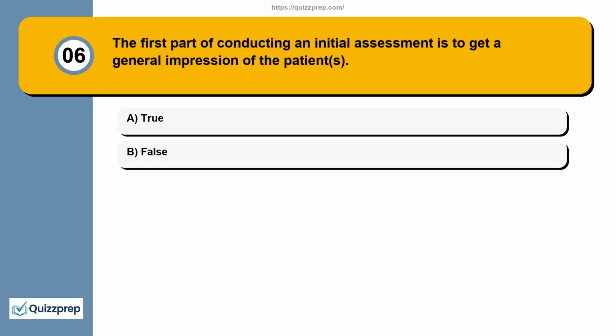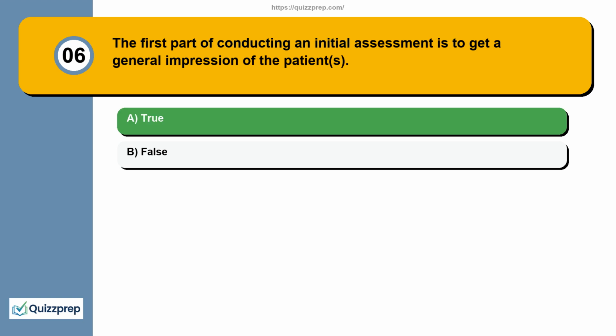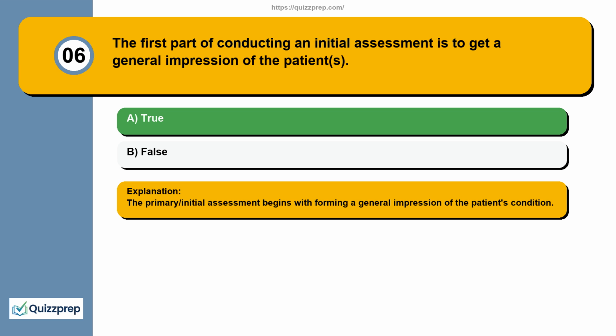Question 6. The first part of conducting an initial assessment is to get a general impression of the patient. True, false? The primary or initial assessment begins with forming a general impression of the patient's condition.